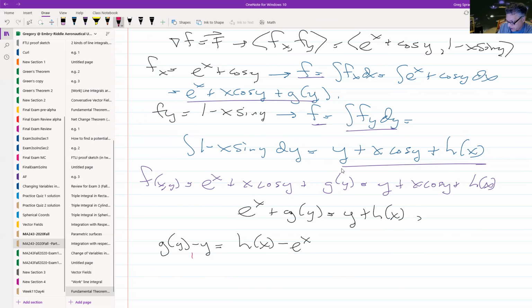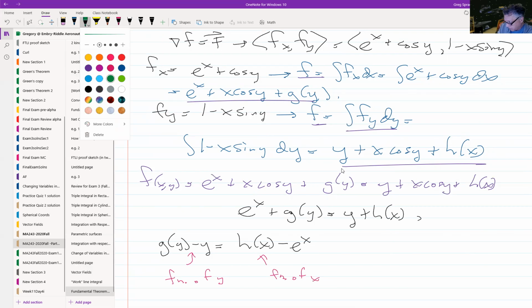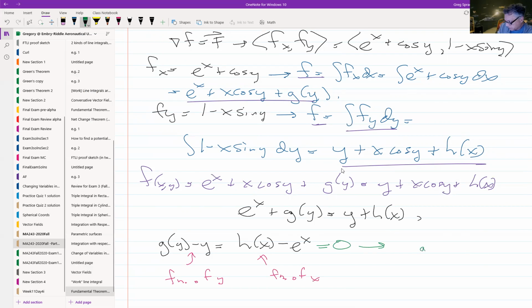Now the left is a function of y alone. The right is a function of x alone. And the only way they can always be equal is if both are constants. So I'll set them equal to my favorite constant in the whole world, which is 0. And then I can solve for, say, g of y and get g of y equals y. I plug that back up there and conclude that f of x, y equals e to the x plus y plus x cosine y.